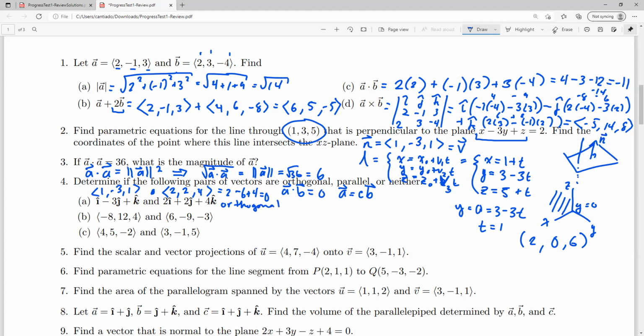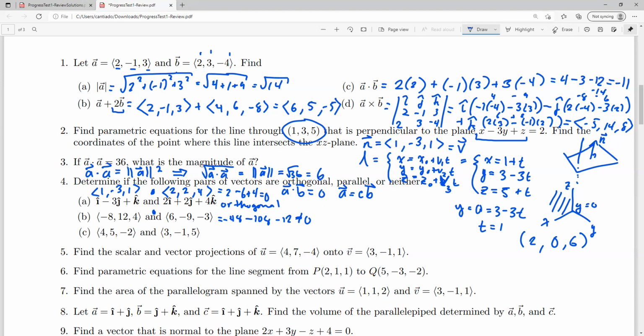Now if we do B, let's take the dot product between these two. The dot product is equal to -8 times 6, which is -48, 12 times negative 9 is negative 108, and then 4 times negative 3 is negative 12. This does not equal 0, clearly, right? Some very large negative number. So we know it's not orthogonal, and we have to check if it's parallel now.